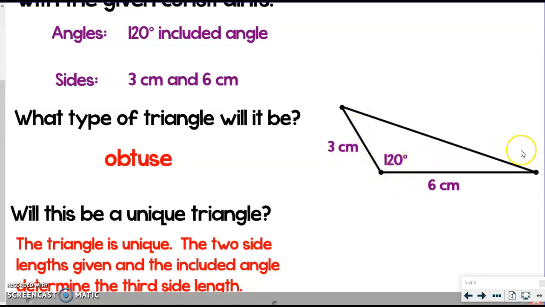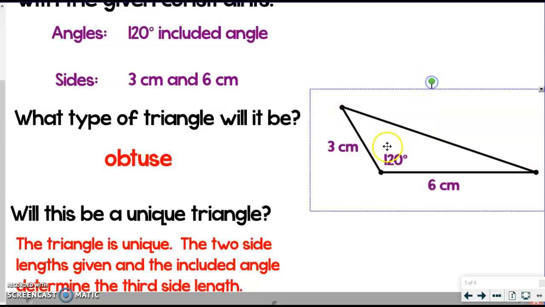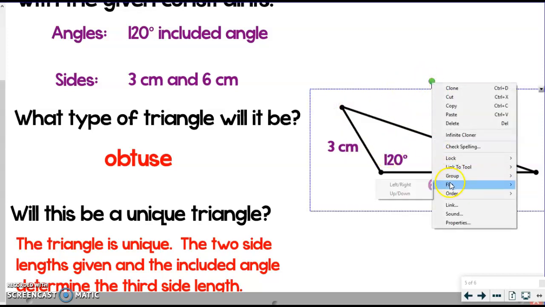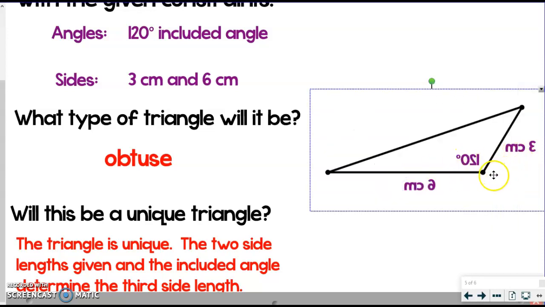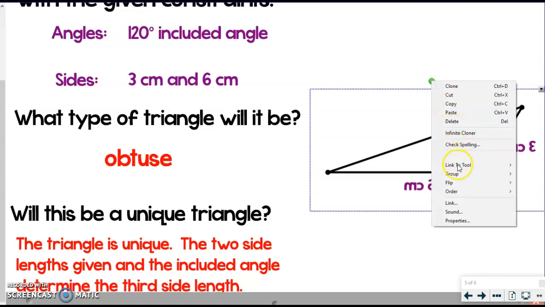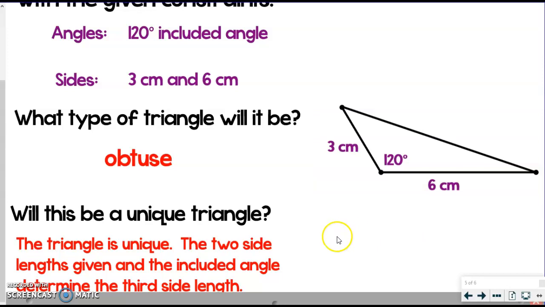Like if I were to make the 120 degrees over here, that'd be fine, but I'm not going to have a longer line than that 3 centimeters because that angle is going to pull it out, right? Like if I flip it around, it's still going to have to have that measurement. I can't just all of a sudden make this longer because then I'm not going to have that 3 centimeter side or 6 centimeter side. So this is again a unique triangle because of those constraints given.